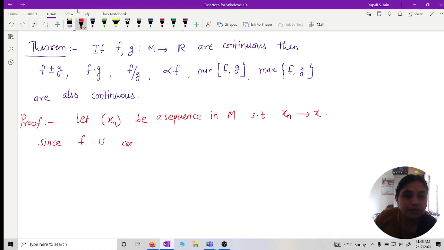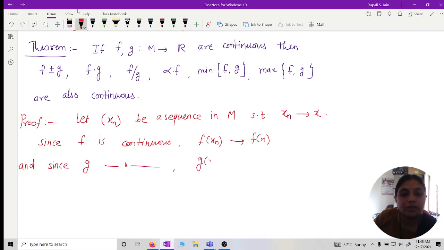f is continuous. What will this imply? f of xn will converge to f of x, right? And since g is also continuous, g of xn will converge to g of x, right?